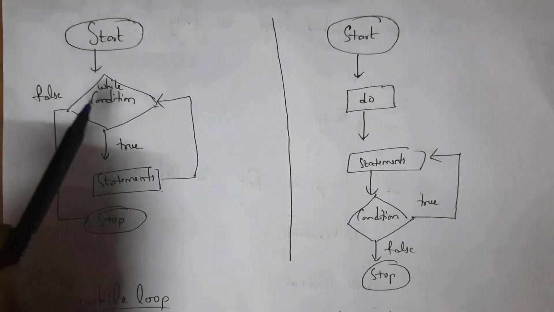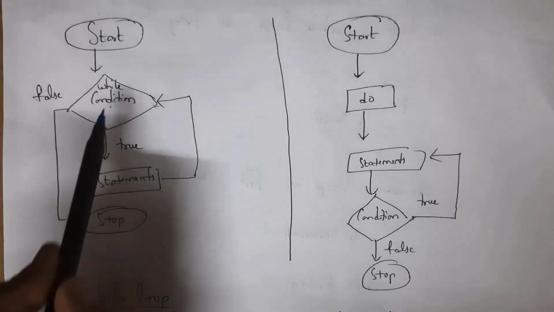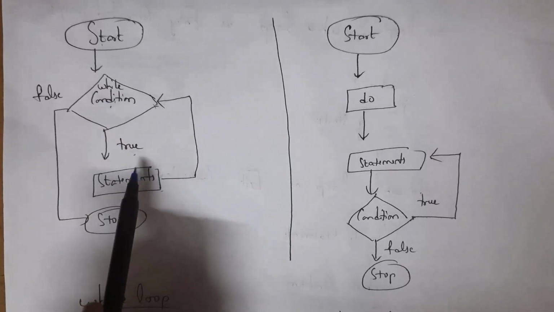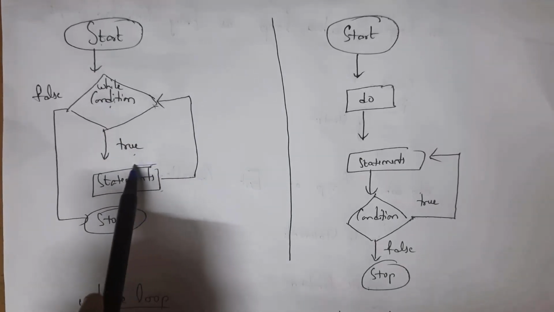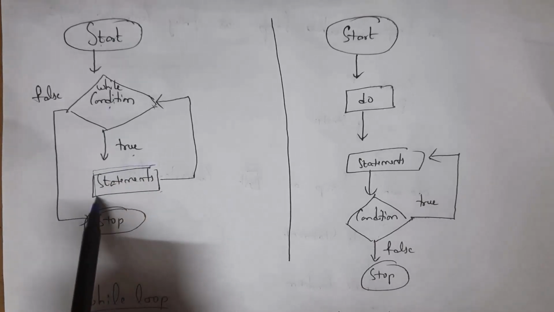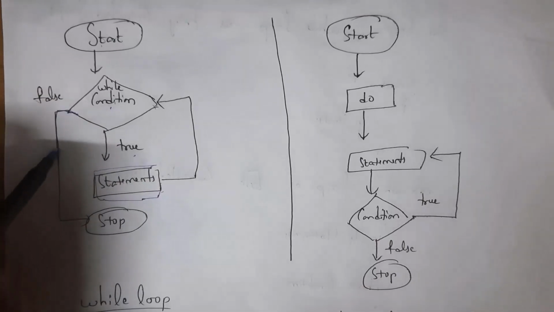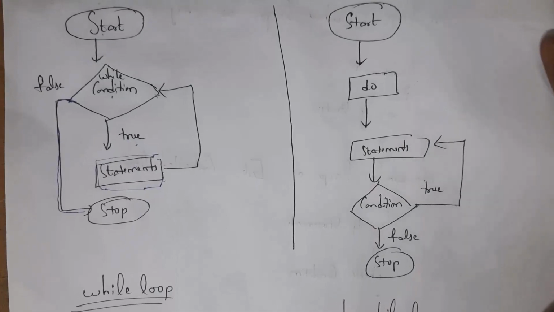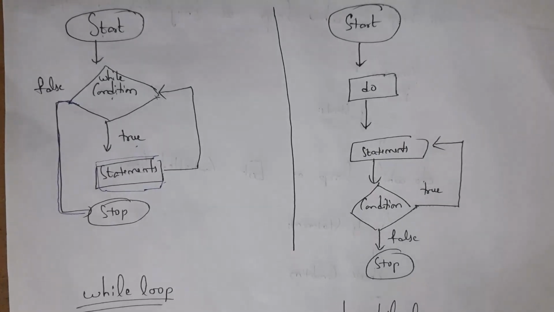Here for the while loop, you need to give a while condition. Until this condition is satisfied, whatever statements are present inside this while loop will be executed. Whenever the condition fails, it will stop this loop. This is the meaning of this while loop flowchart. Next I will explain the flowchart for do while loop.